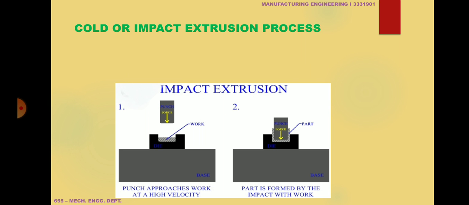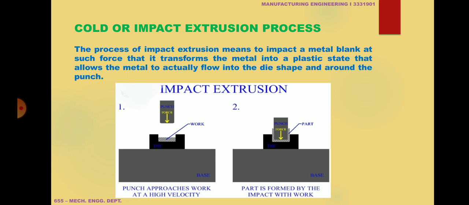Cold or impact extrusion process. It is used for making cup and bowl shapes. In this process, a workpiece is placed in a die, and with the help of a punch it will be pressurized, and whatever the shape of the die, it will get it. Impact extrusion means the impact on the metal blank. It transforms the metal into a plastic state that allows the metal to flow into the die shape and around the round punch. Here the impact is given, not a constant pressure.